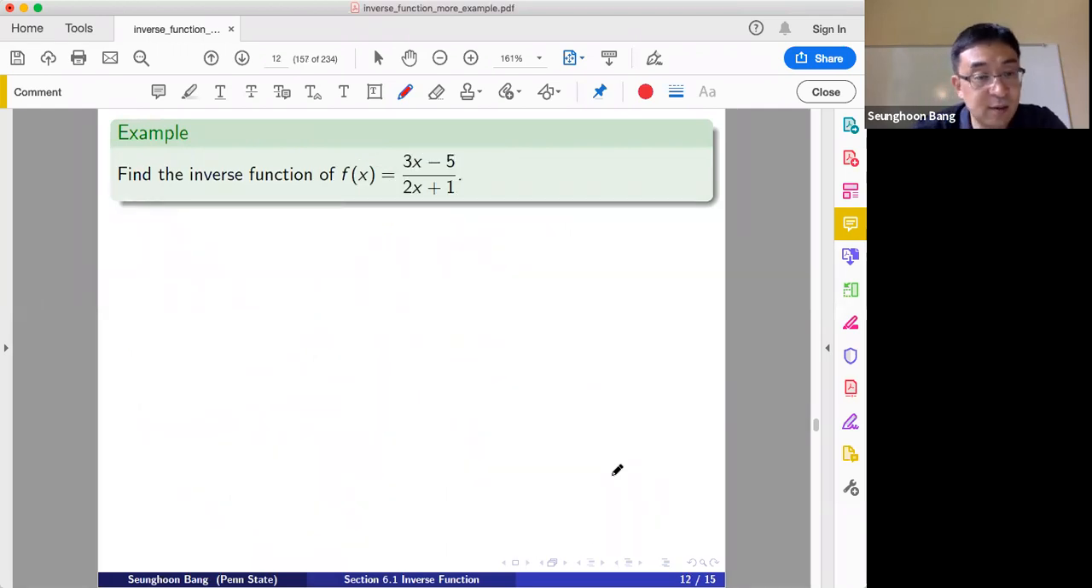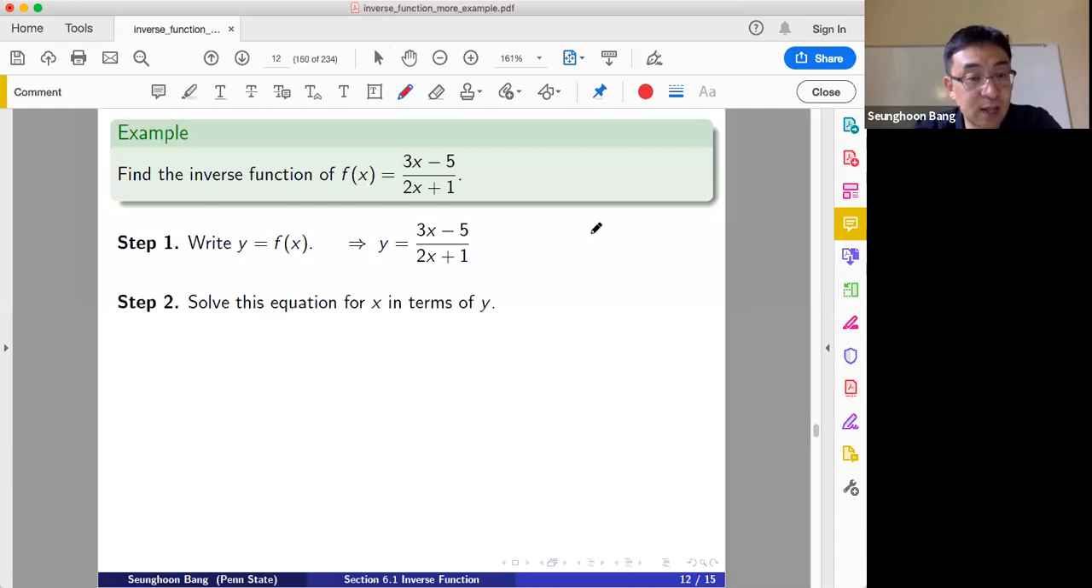The next, find the inverse function of f of x equals 3x minus 5 over 2x plus 1. How can you do that? I'm going to use the algebraic method. Step 1, write y equals f of x. You can replace f of x by just y. So like this. Step 2, solve this equation for x in terms of y.